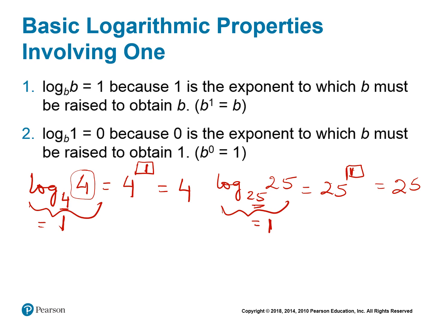Whenever the base of the log, the subscript of the log, and the value next to it are the same, just know that the answer is going to be a 1. B to the power 1 is going to be a B. The next one says log base b of 1 equals 0. It tells us b raised to what power is going to give us a 1. Any number raised to the power 0 is a 1 always, right?